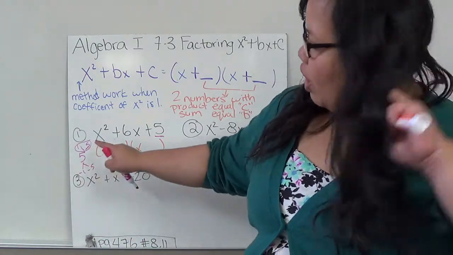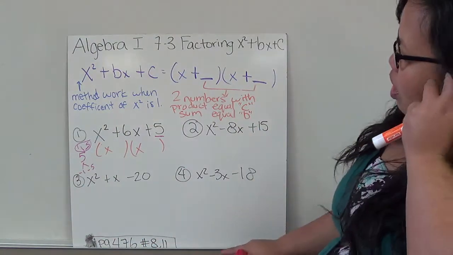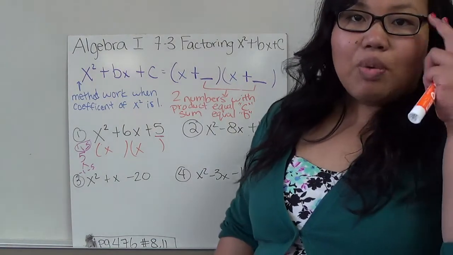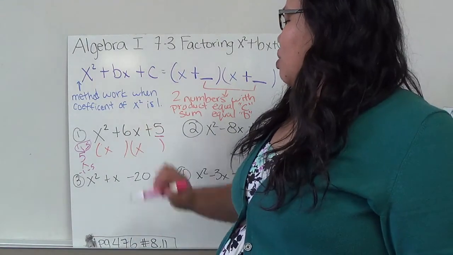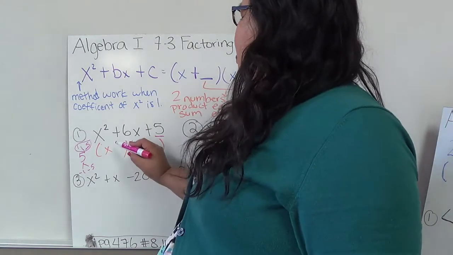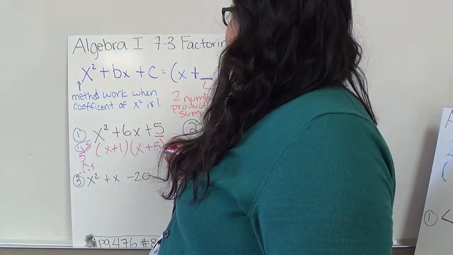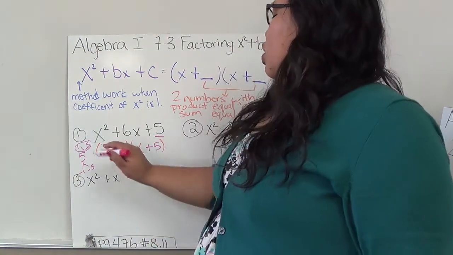Okay, the two numbers, 5 and 1, if I multiply them together, get me this last number, 5. So 5 times 1 is 5. But when added together, 5 plus 1 gives me 6. Okay? So plus 1, plus 5. Because it's positive, I put plus. So this is my answer.